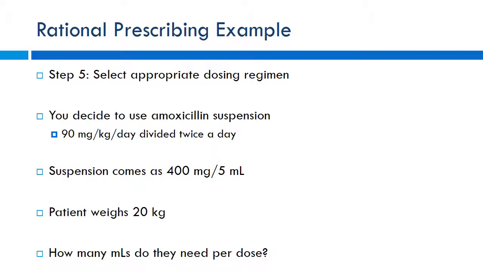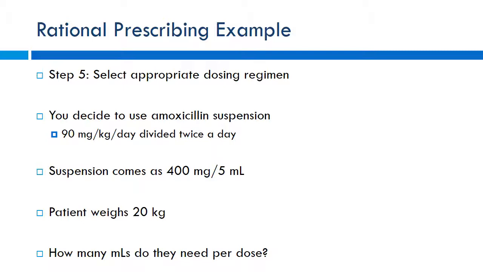So if we know it's 400 per 5, that would also equal what per 1? Sorry, it's 80. So it's 80 milligrams per ml. So we'll take 900 divided by 80, and you get 11.25 mLs per dose.